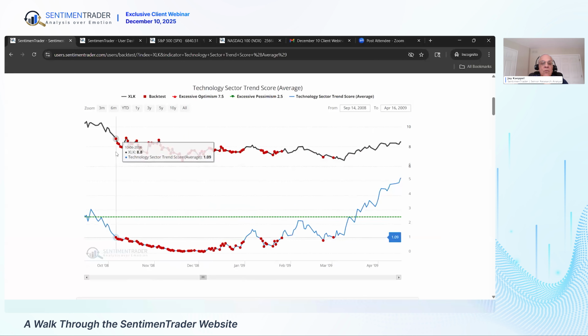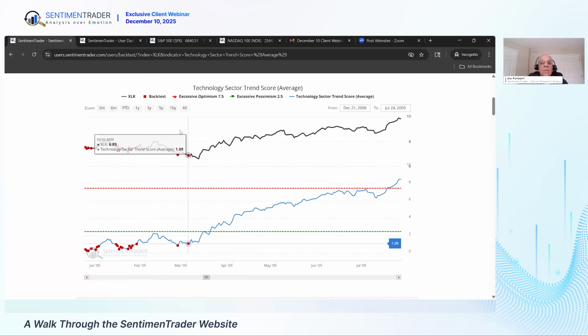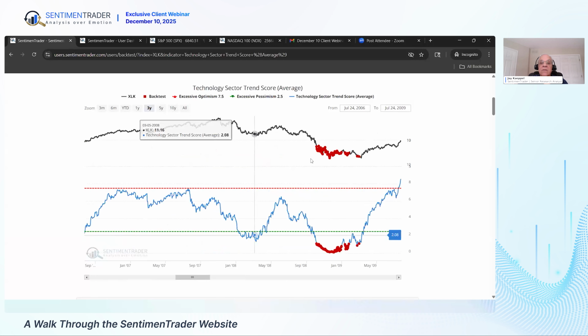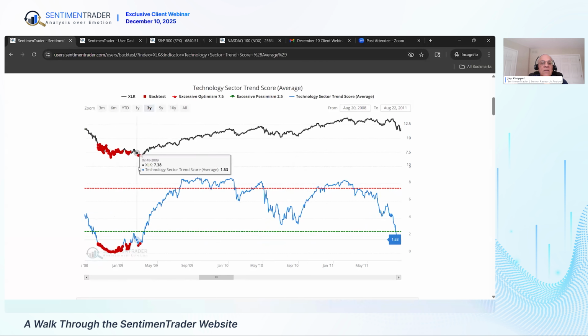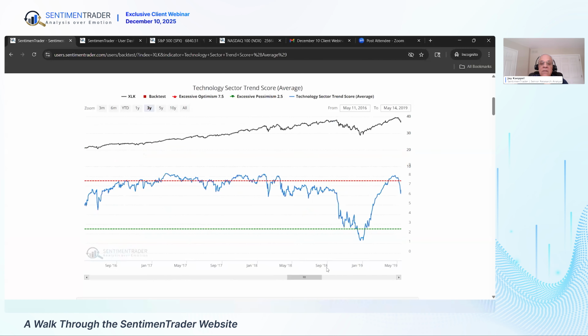Maybe you got in here and stopped yourself out. Maybe you had to do that a few times. But what this is telling you is there's a big rally coming because it's getting washed out. So by the time this was over, XLK went from about $7 a share to about 11. Okay. Anything recent? Let's take a look.